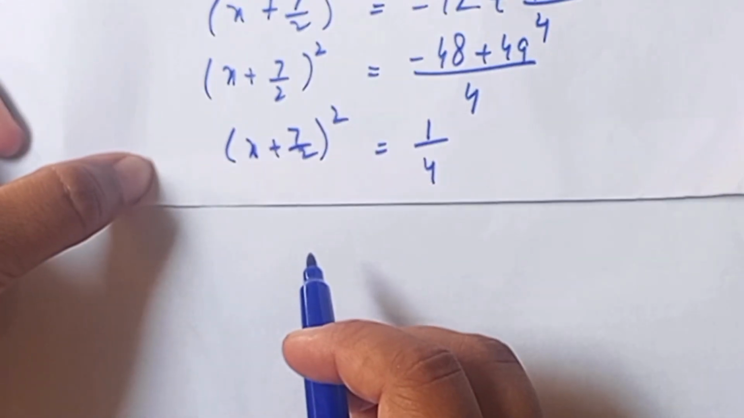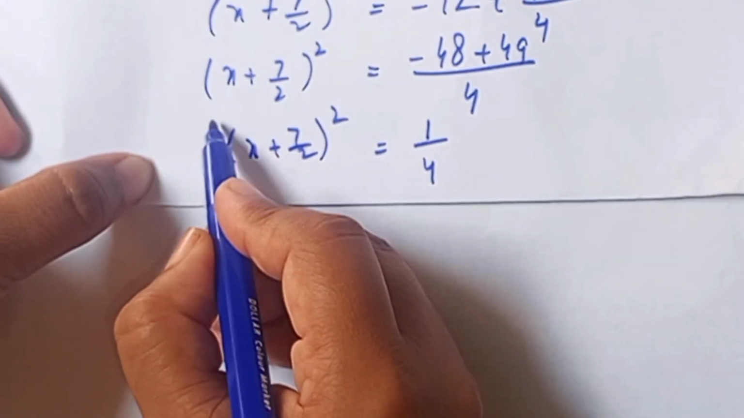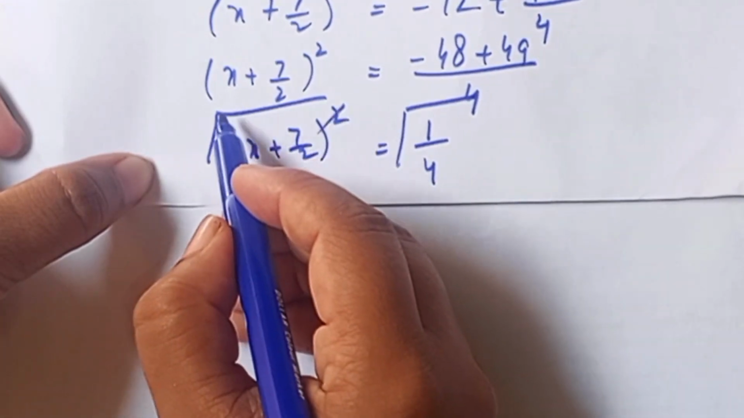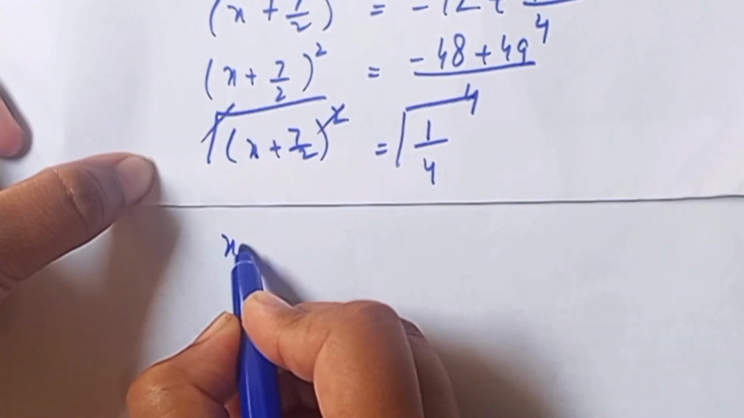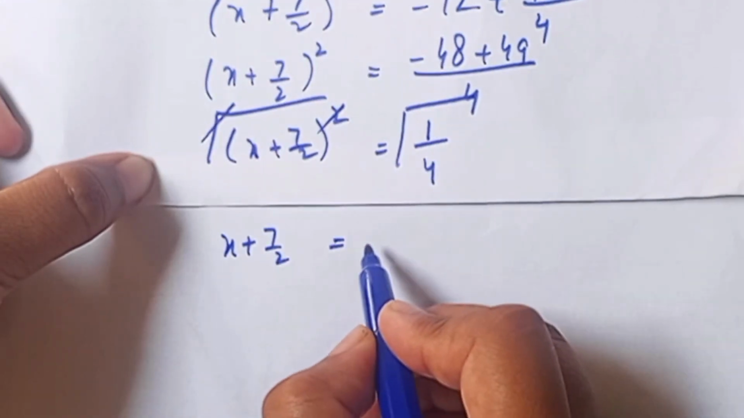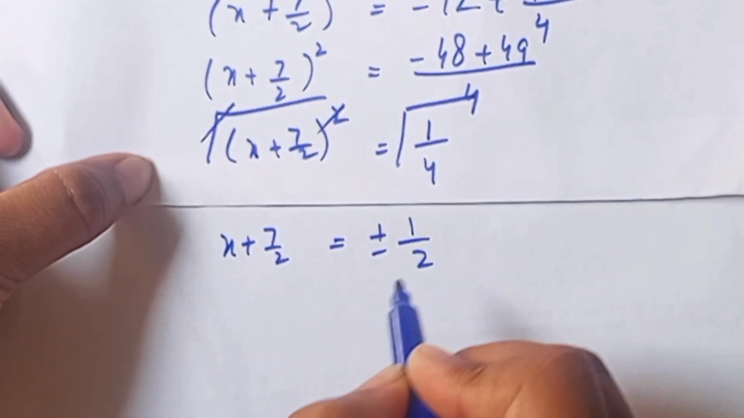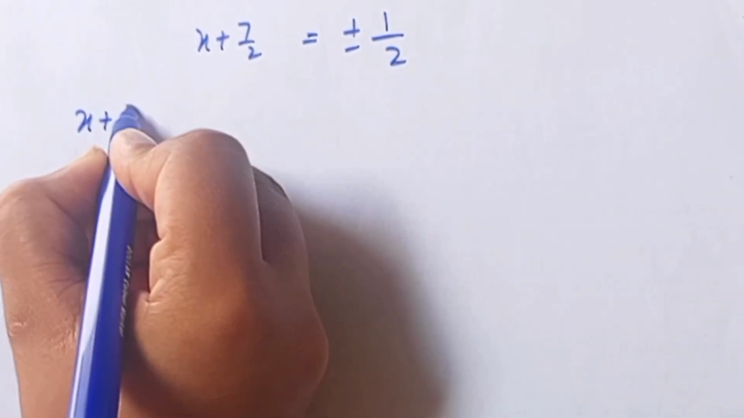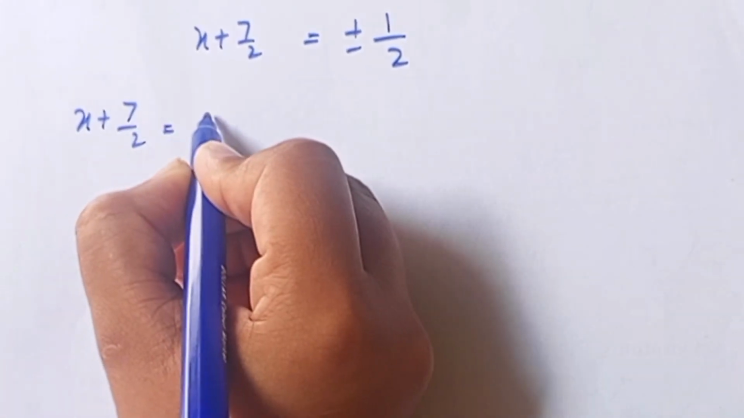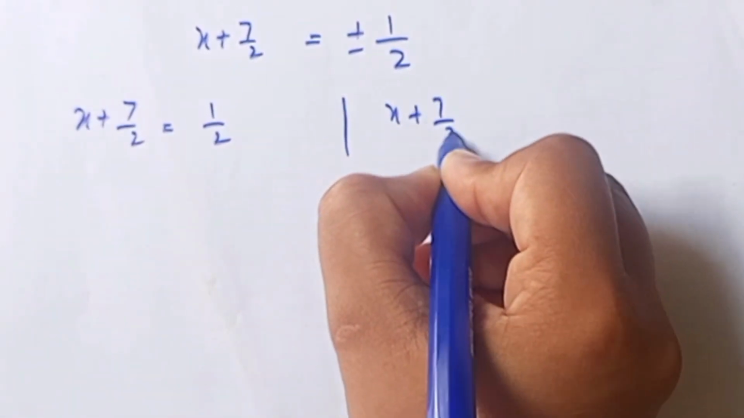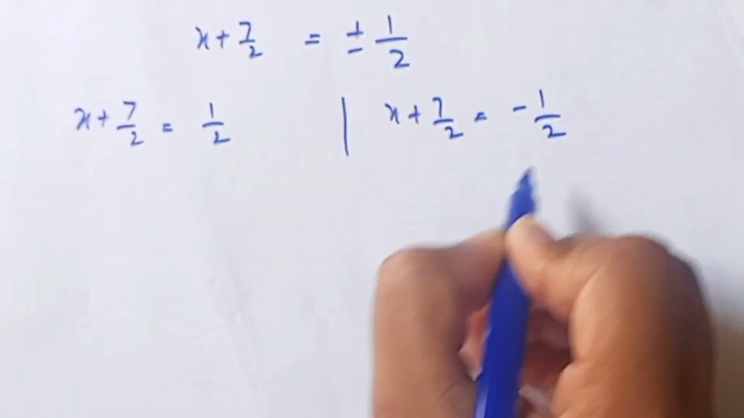Now in the next step, we take a square root on both sides of this equation. So this square and square root will cancel. We just get x plus 7 over 2, and square root 1 over 4 is equal to plus minus 1 over 2. So in the next step, we split this value. So x plus 7 over 2 is equal to plus 1 over 2, and x plus 7 over 2 is equal to minus 1 over 2.